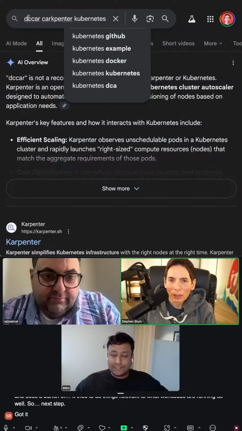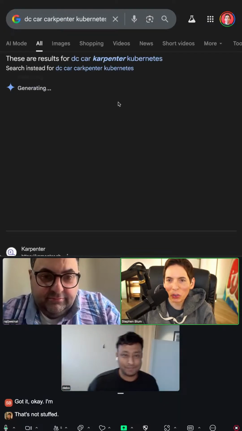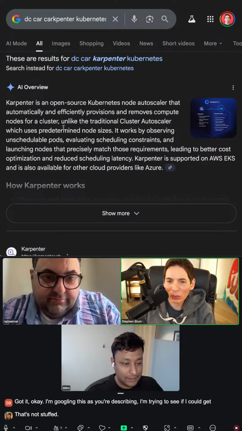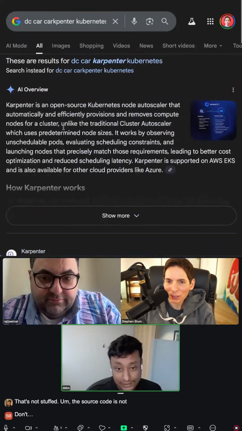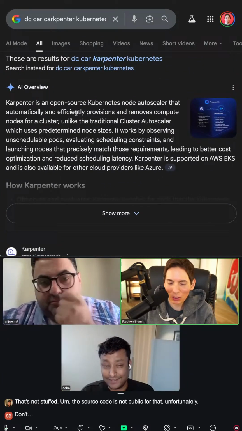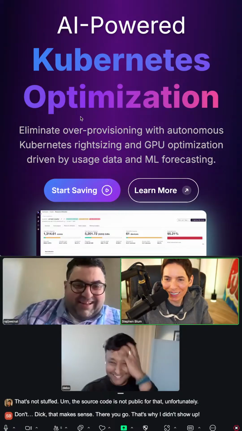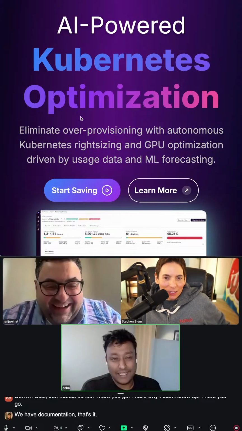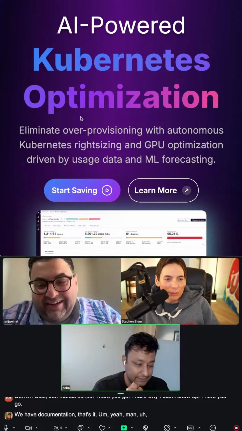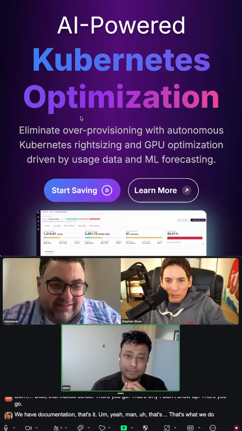Got it. Okay. I'm googling this as you're describing, trying to see if I can get more details on it. The source code is not public for that, unfortunately. That makes sense. That's why it didn't show up. We have documentation. That's it.